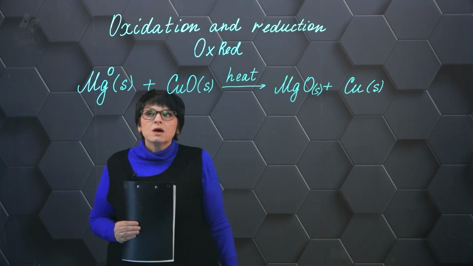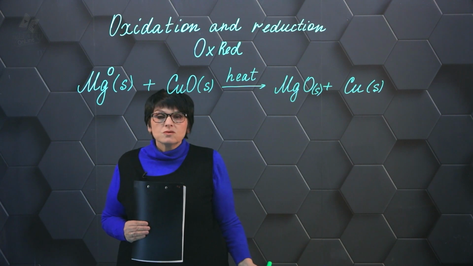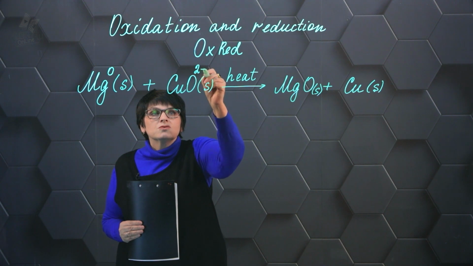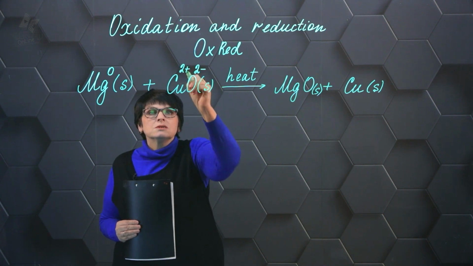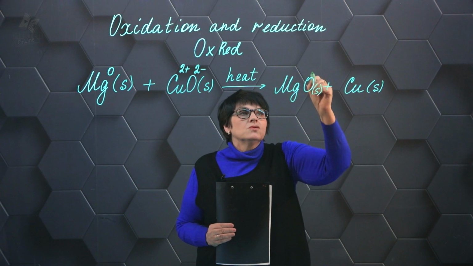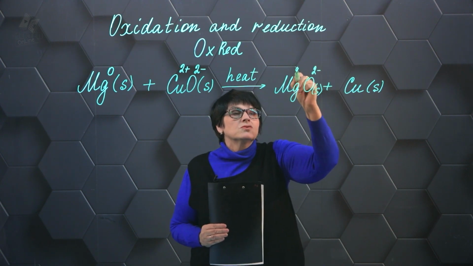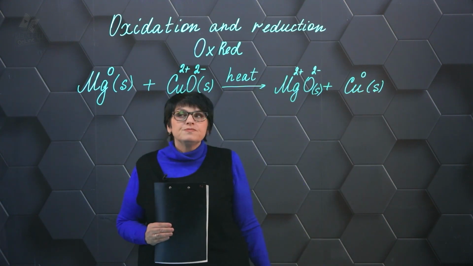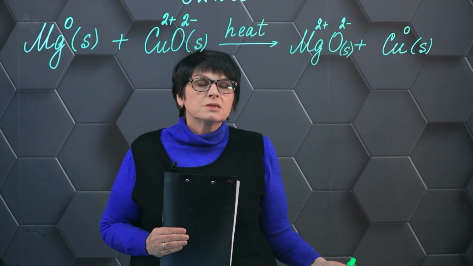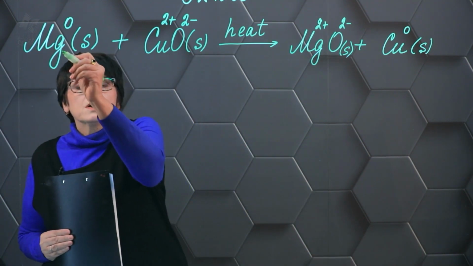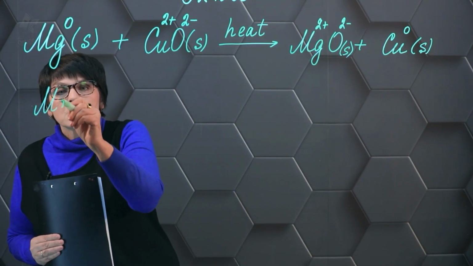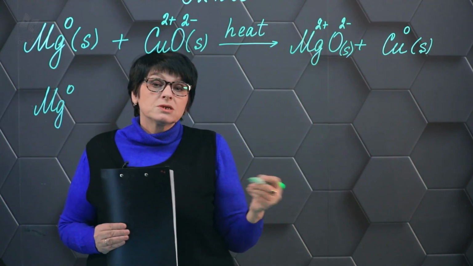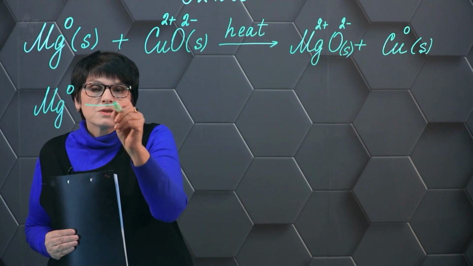So magnesium has an oxidation charge of 0 because it's a simple substance, an element. In copper oxide, we have to give oxygen 2 minuses, copper 2 pluses. In magnesium oxide, oxygen has 2 minuses, magnesium has 2 pluses, while copper will have a charge of 0. Now, what are the next processes that take place? So magnesium is the element that's going to go to charge 2 plus in this case. So it loses electrons. In this case, it becomes magnesium with a charge of 2 plus.